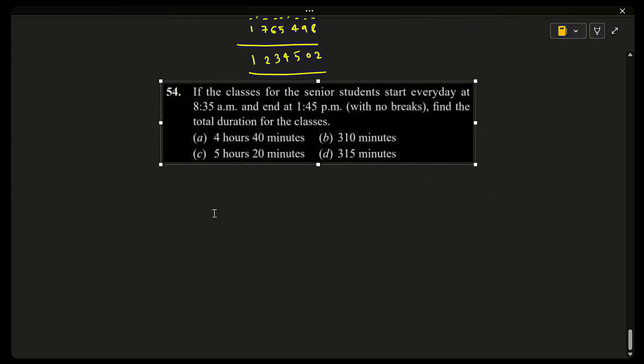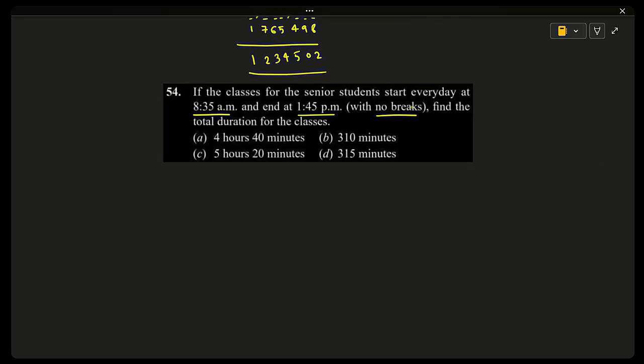Fifty-fourth question. If the classes for the senior students start every day at 8:35 a.m. and end at 1:45 p.m. with no breaks. There are no breaks from morning to afternoon. Find the total duration for the classes. So just do the subtraction. You will get the answer for the duration.